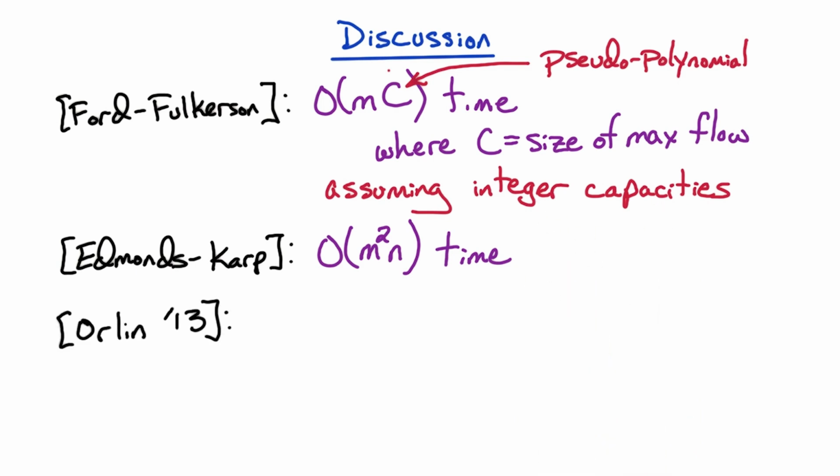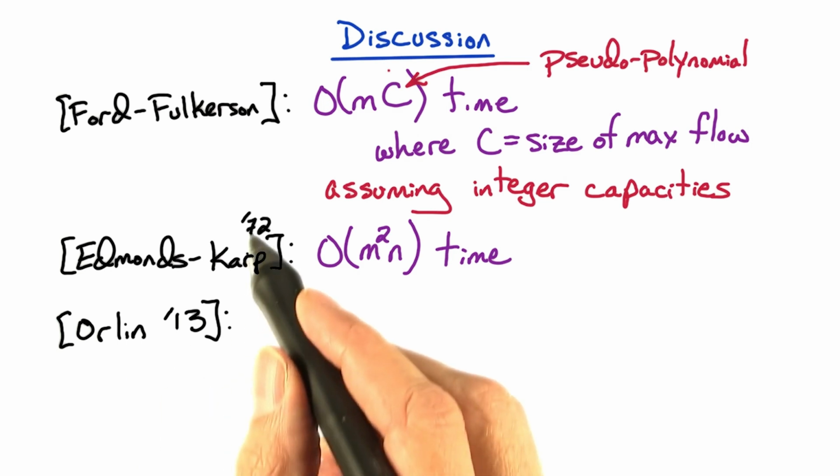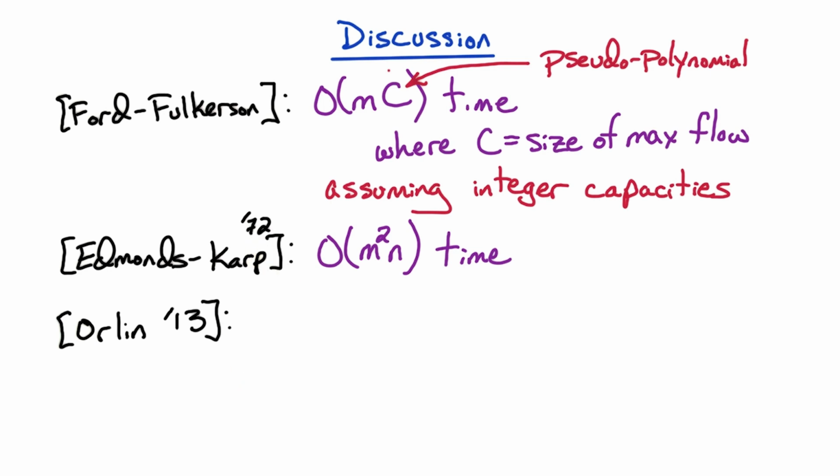Finally, we'll point out that Orlin has the current best algorithm from 2013. In contrast, the Edmonds-Karp algorithm is from 1972, so roughly 40 years later, and he achieves a running time of order m times n. This is currently the best for general graphs for the exact solution of the max flow problem.